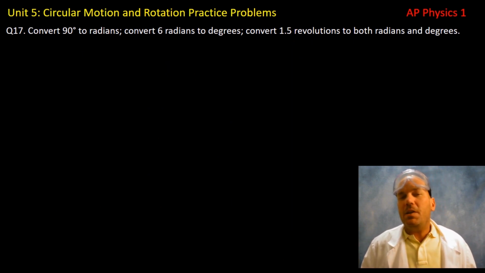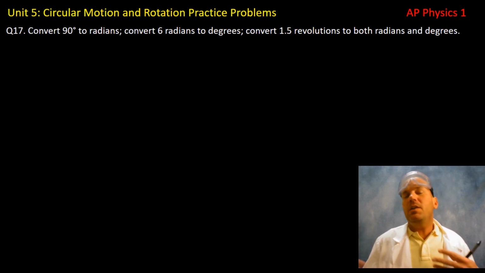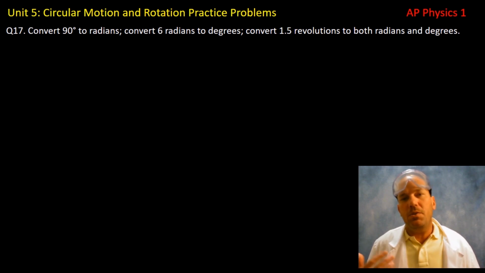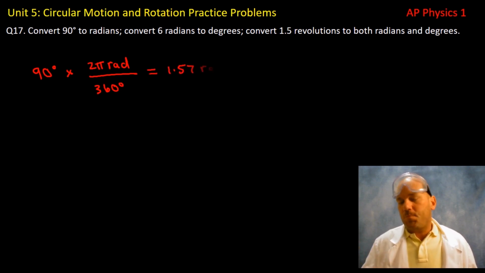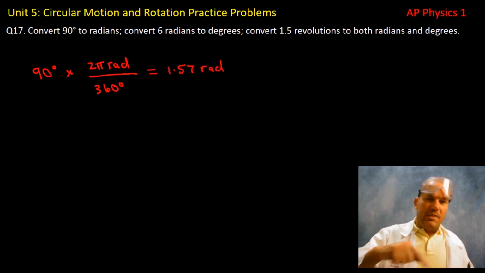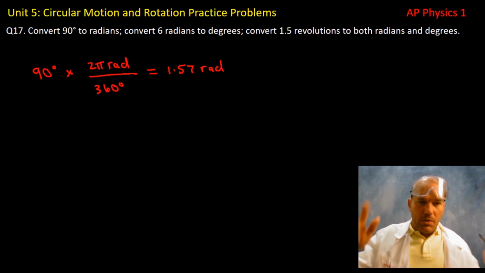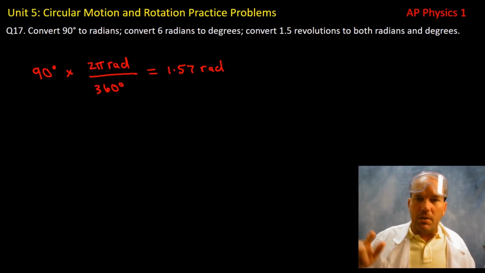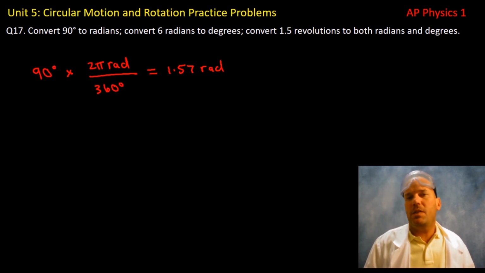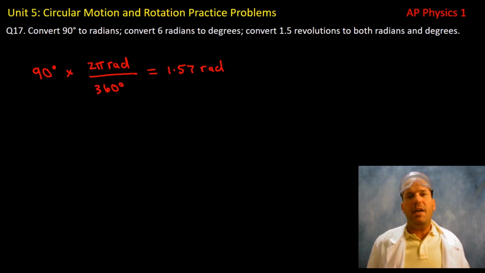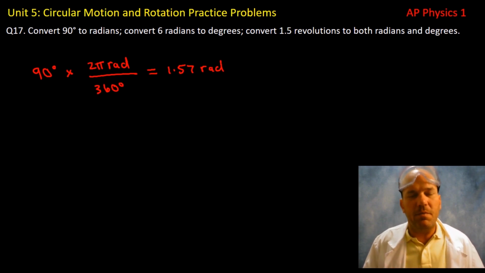So the next question here, we're going to do a bunch of conversions, getting us some practice. We're going to go degrees to radians, radians to degrees, revolutions to radians and degrees. Let's start with 90 degrees, and we have in one circle, in one cycle, there's 2 pi radians, there's 1 revolution, there's 360 degrees. So we can say, take 2 pi radians divided by 360 degrees, is equal to 1.57 radians.